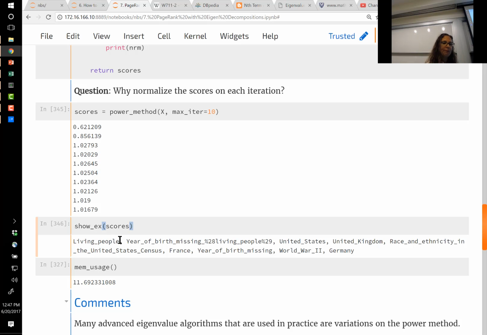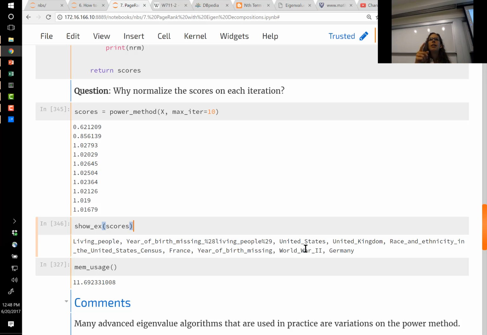And then year of birth missing, it seems reasonable that actually a lot of people probably don't have their year of birth listed on Wikipedia, and that those pages all point to this year of birth missing page. So this makes sense as pages that a ton of links could be pointing to. So in that sense, they're important, but it's not the same sense that you would probably get with the broader internet of, hey, this is a really popular page.